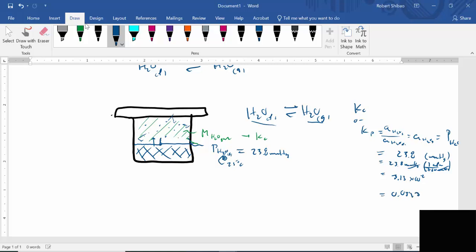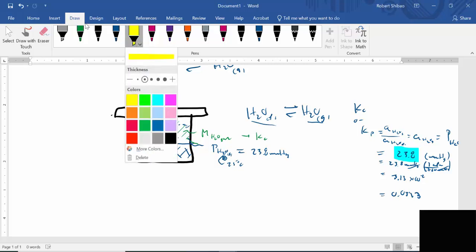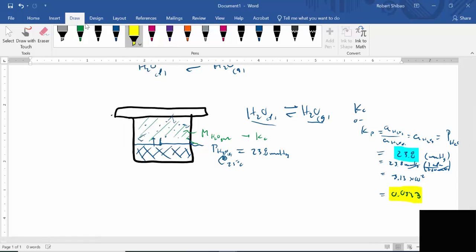And we get rid of the atmospheres. So if you base Kp on millimeters of mercury, you end up with 23.8. However, if you base Kp on atmospheres, you end up with 0.0313.